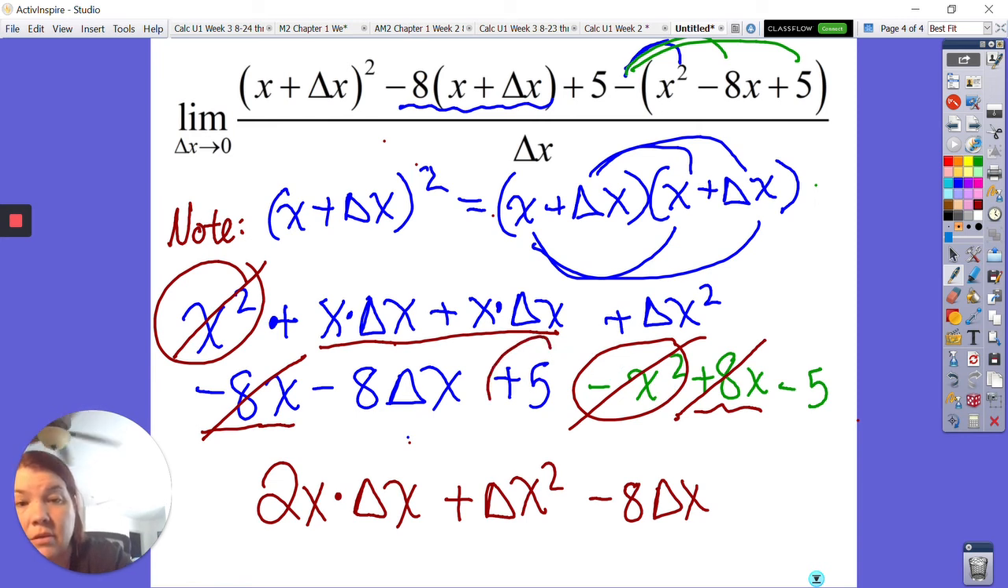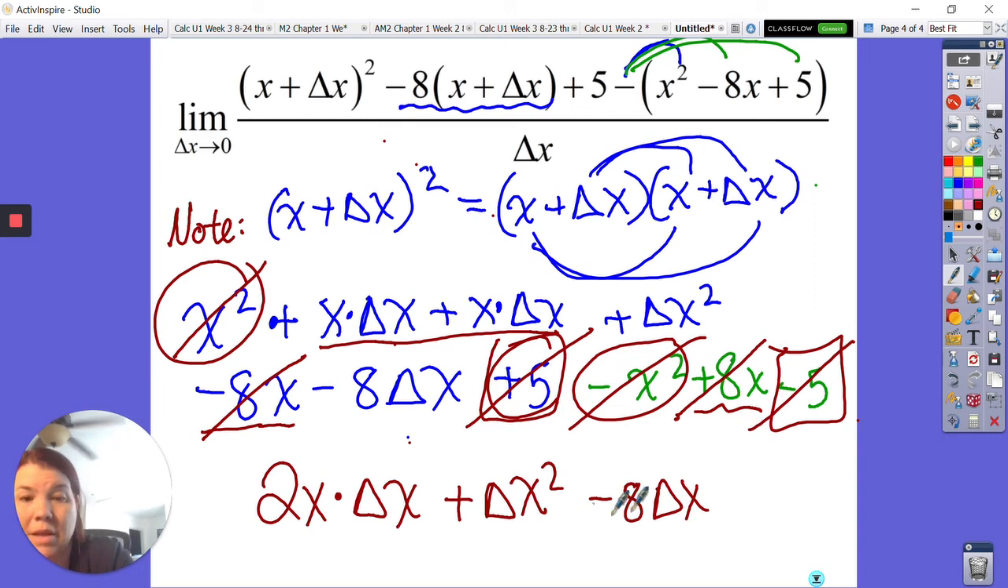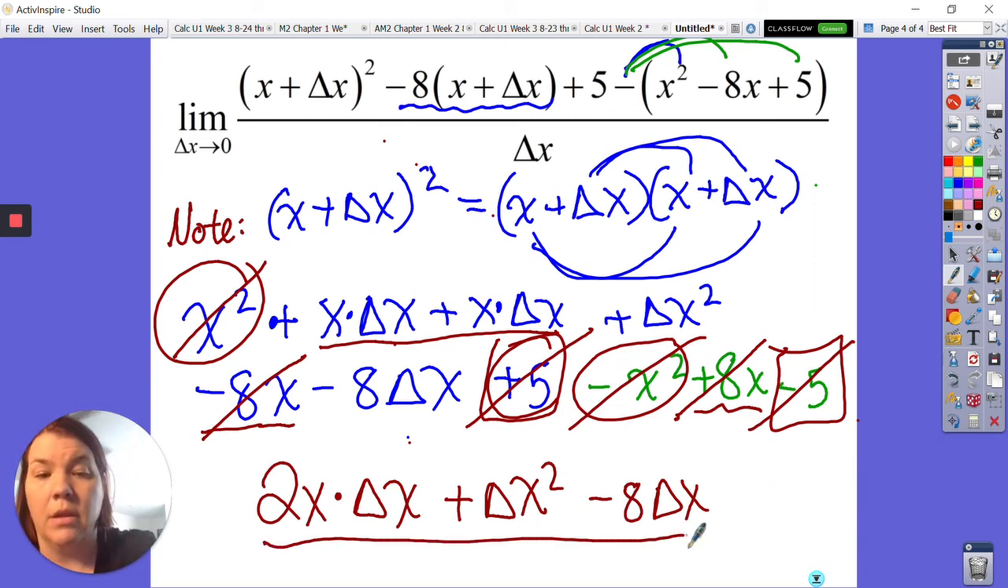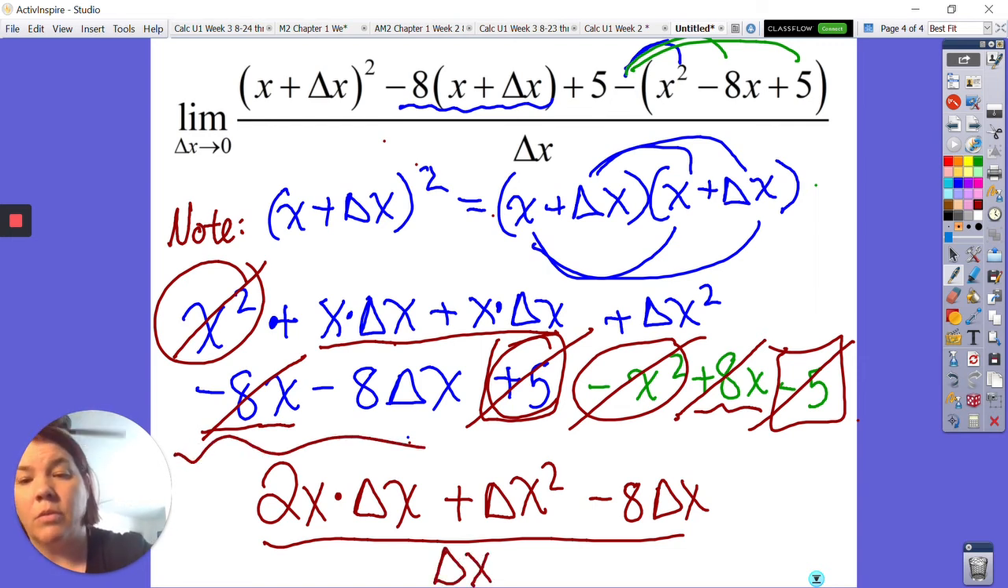Oh, wait, I missed these two. These two also go away. So that's all I'm left with. That was really clean. That's really nice. That's much nicer. So I'm going to write Δx on the bottom because I haven't done anything with that. I'm done with my note.